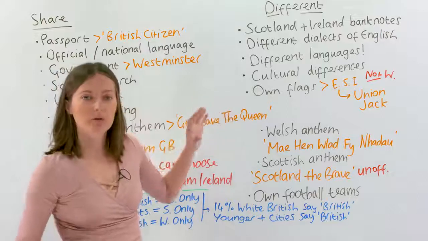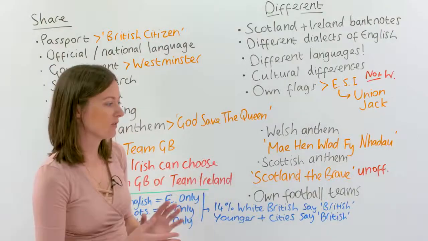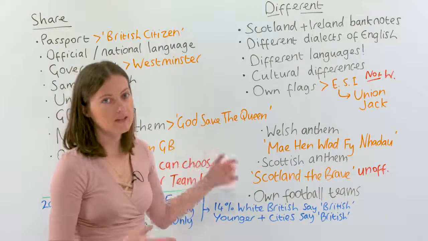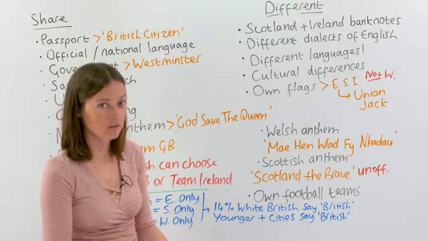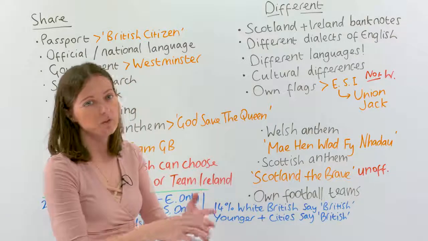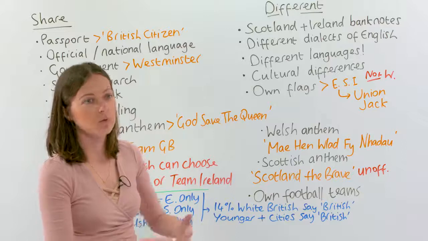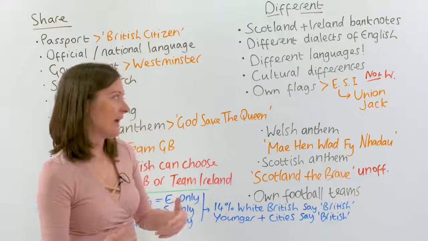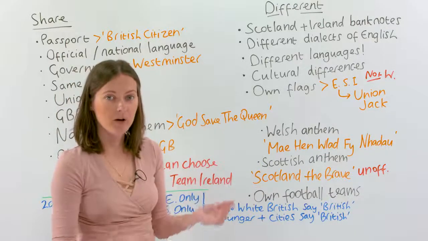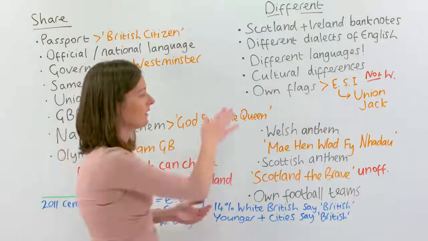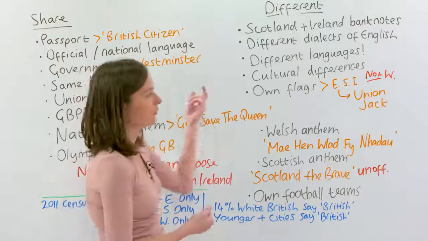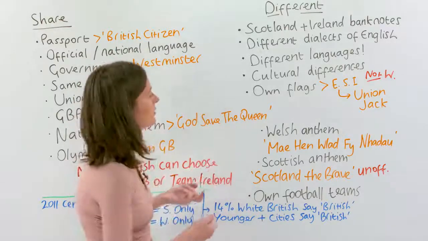Now, I'm not going to talk about the cultural differences, but I will say that there is a sense of a different culture or a different identity that people have in the different countries of the United Kingdom. So an English person considers themselves to have a different culture to a Scottish person, and a Scottish person feels different to a Welsh person. And again, they feel different to a Northern Irish person. So although everybody has the same passport that says British citizen, there are differences between the countries that people are aware of and are often proud of.